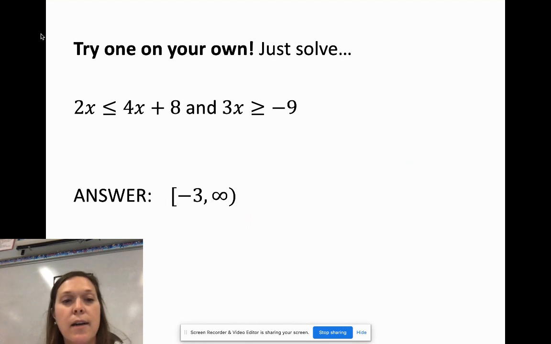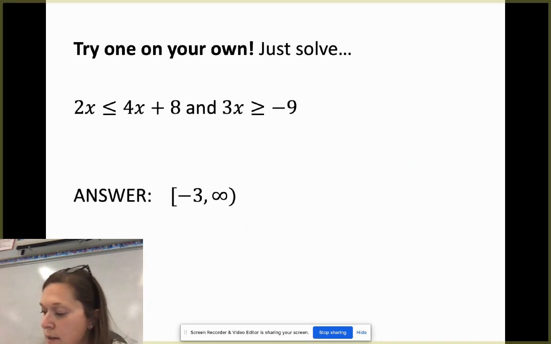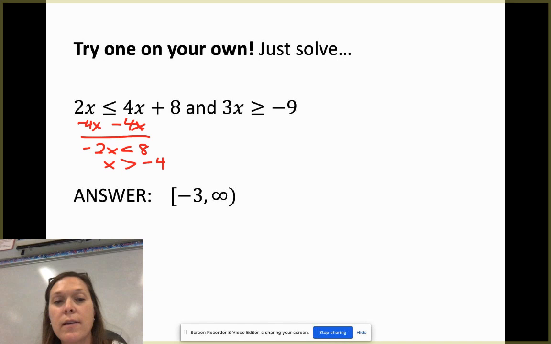Hopefully you got an answer of negative 3 to infinity, working through it. Subtracting 4x, subtracting 4x gets us negative 2x less than 8. Dividing it out should get you x is greater than negative 4. Make sure you flip that sign. Over here, dividing gets us x is greater than or equal to negative 3.